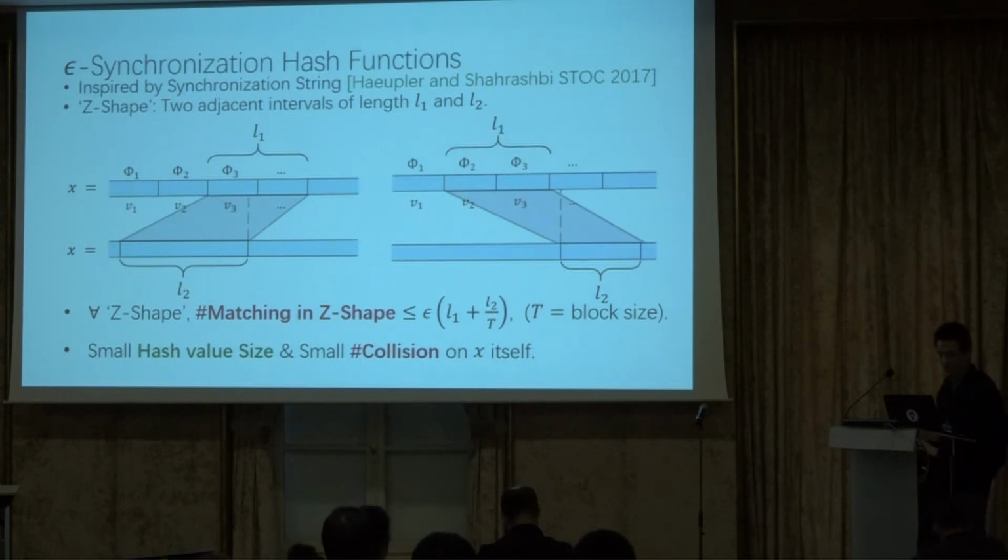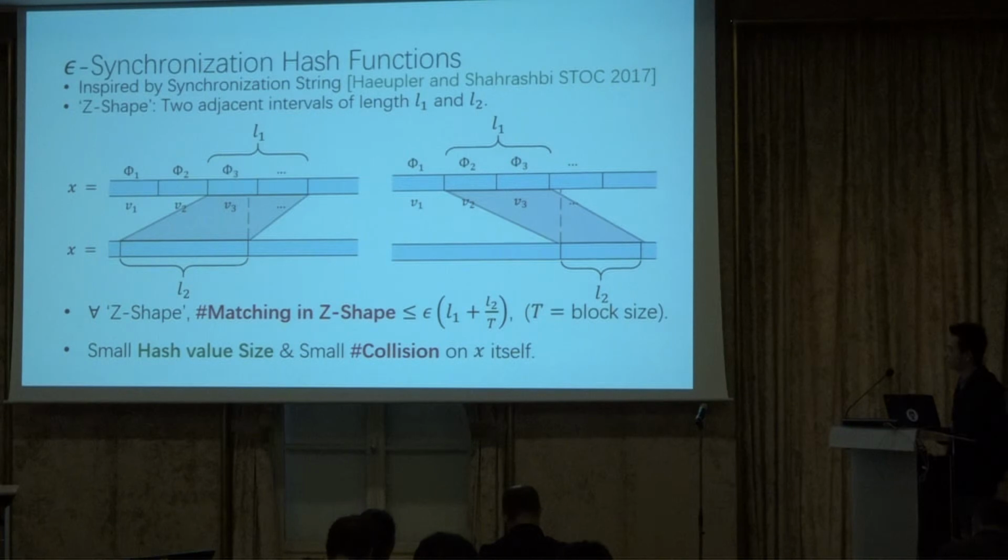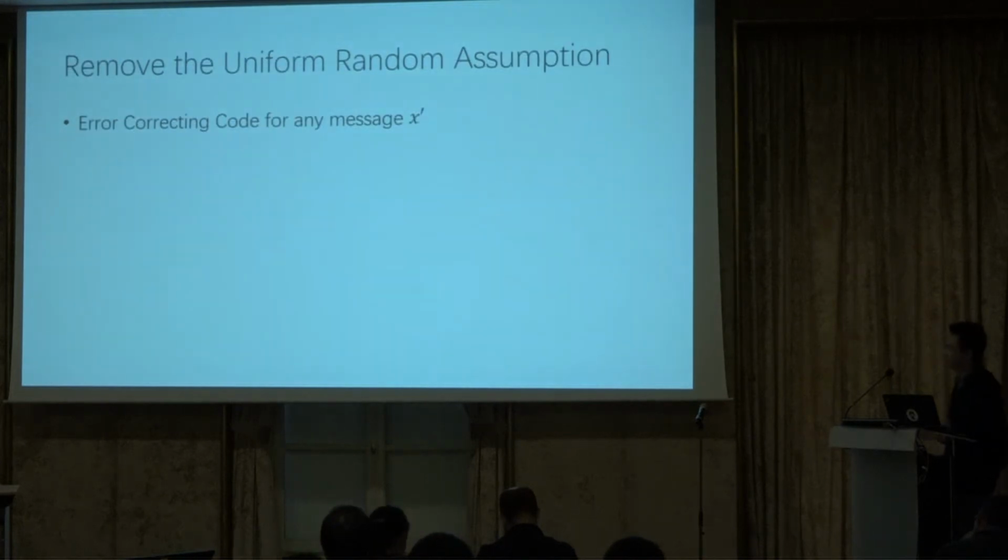And we say a series of hash functions, phi1, phi2, etc., is a series of epsilon hash functions for string x if for all such Z-shapes, the number of matchings in each Z-shape is bounded by a constant fraction times the total number of blocks in these two intervals. So the total number of blocks in these two intervals is (L1 plus L2) over t. And we prove that such hash functions can achieve both a very small hash value size and also a small number of collisions on x itself. So this is the construction of a document exchange for a uniformly random string.